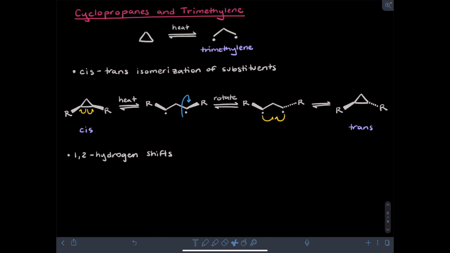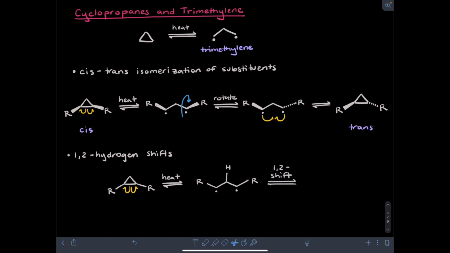Another possibility is that the biradical intermediate would form, and then a hydrogen shift could occur. Here I'm not going to worry about the cis-trans stereochemistry. We're just going to imagine starting with a disubstituted cyclopropane and breaking the carbon-carbon bond upon thermolysis. This would form that biradical intermediate.